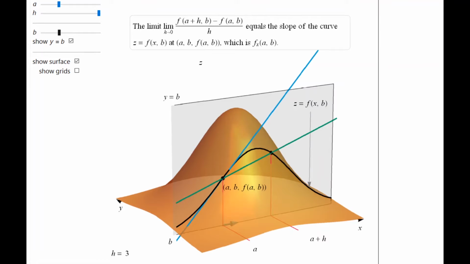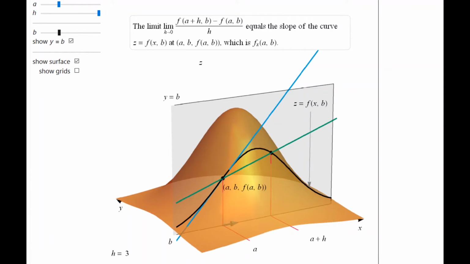Okay, so what you see here, the green line is the ratio prior to taking the limit. So that green line is the secant line. Notice that you have a plane there. That plane is the plane y equals b, and y is not changing at all as we're taking the limit for our partial derivative with respect to x. y is fixed at b while we're doing this.